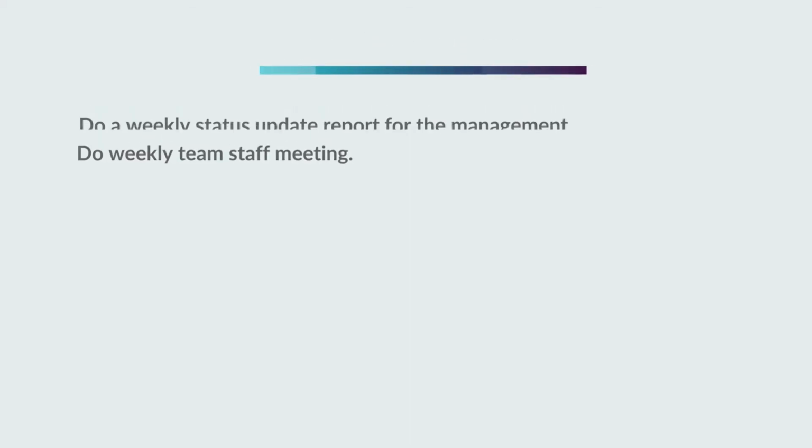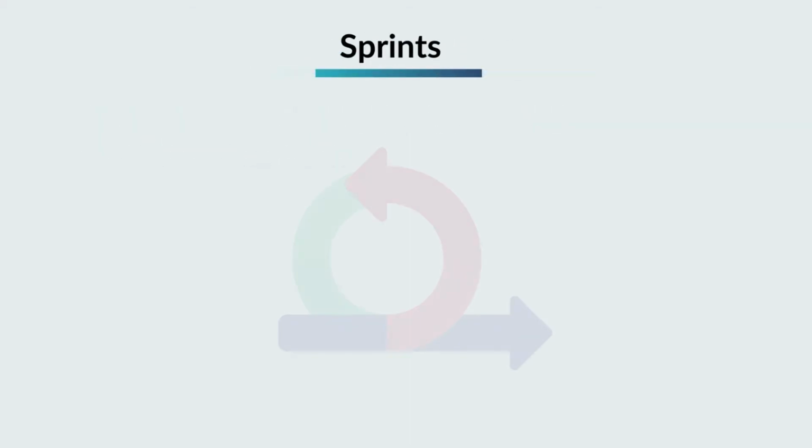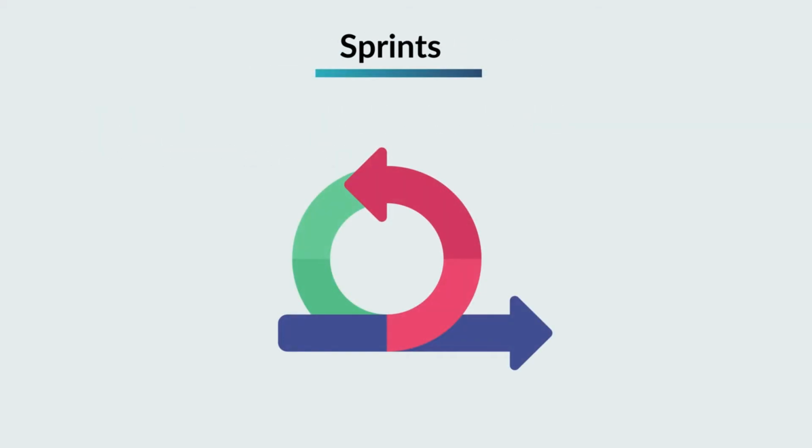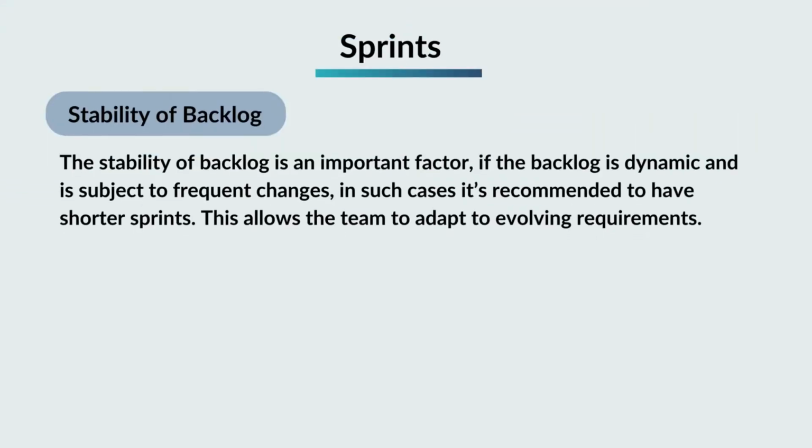Sprints. Every Scrum project operates with the sprint framework. Sprints are time-boxed from 1 to 4 weeks. There are several factors which need to be considered while deciding the sprint duration. Stability of backlog. The stability of the backlog is an important factor. If the backlog is dynamic and subject to frequent changes, it's recommended to have shorter sprints. This allows the team to adapt to evolving requirements.